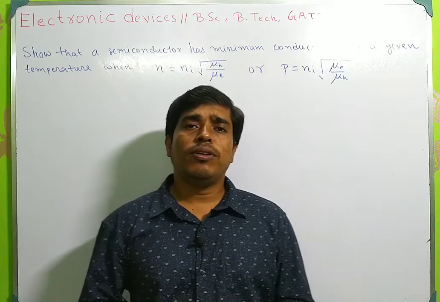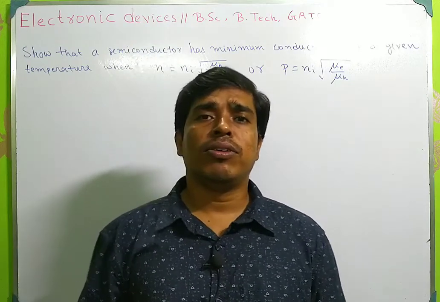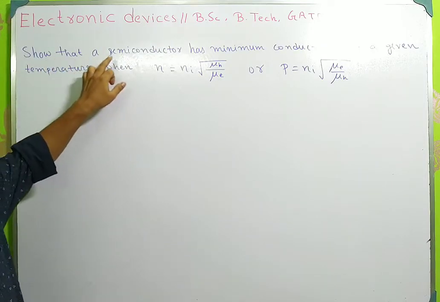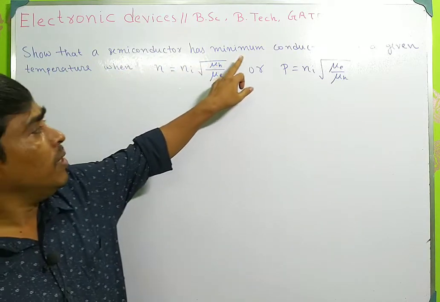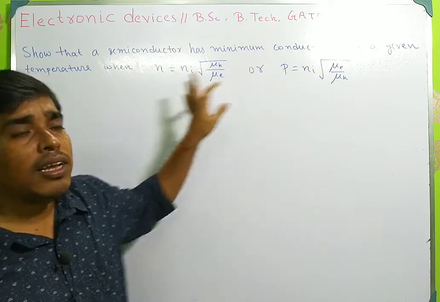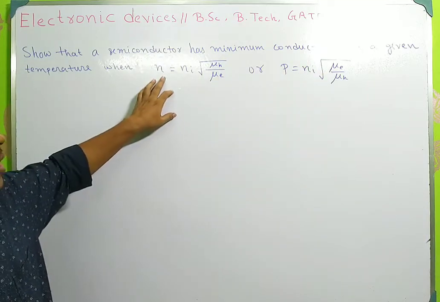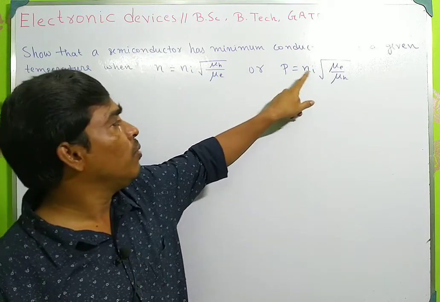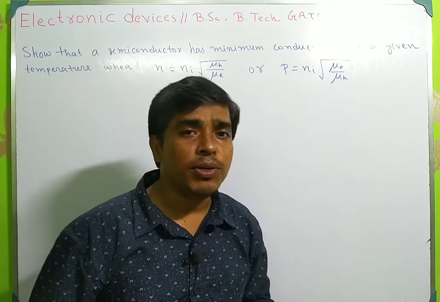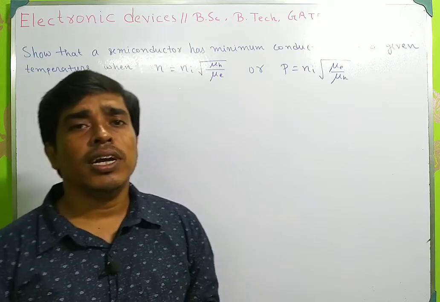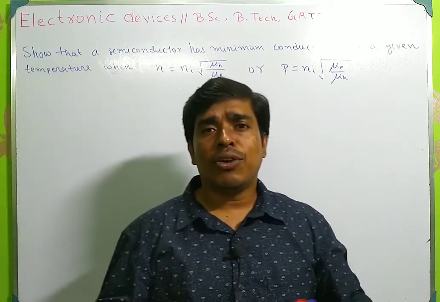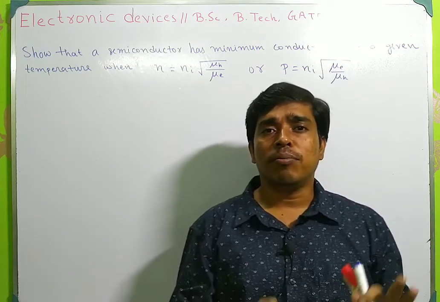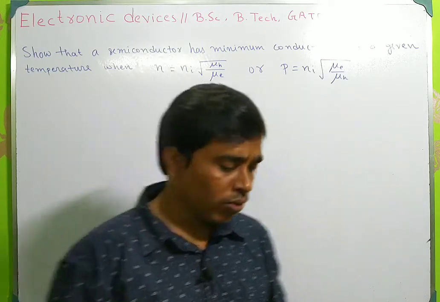Today we will discuss this problem. A semiconductor has minimum conductivity at a given temperature when n equals ni root over mu h by mu e, or p equals ni root over mu e by mu h. That means, what is the condition at which a semiconductor conducts minimum conductivity? So let's start.